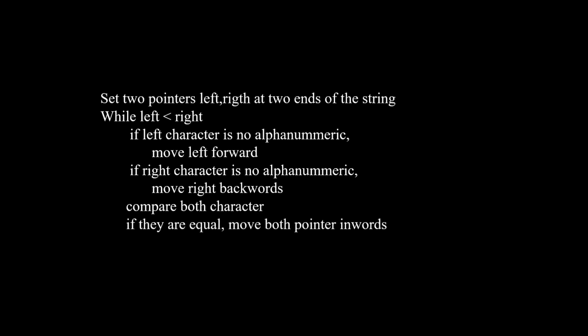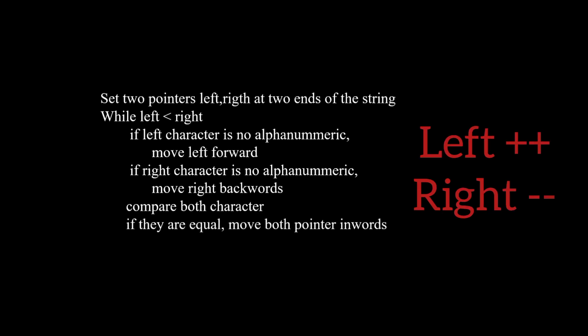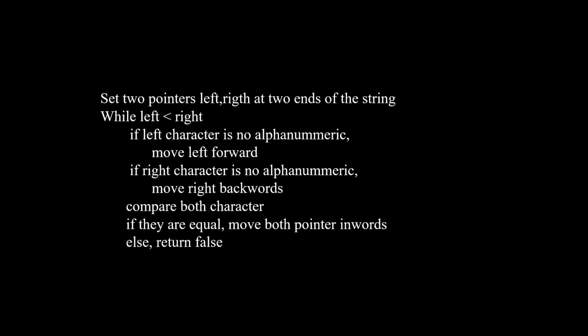If they are equal, then we will move both the pointers inward. If they are not equal, we will return false. After completing this while loop, we will return true, which means that the given string is palindrome. Now let us write code for this and try to execute it.